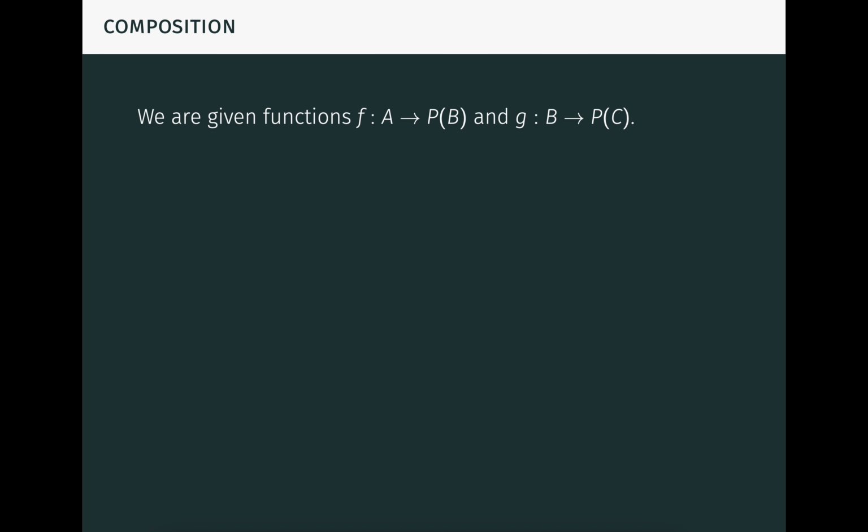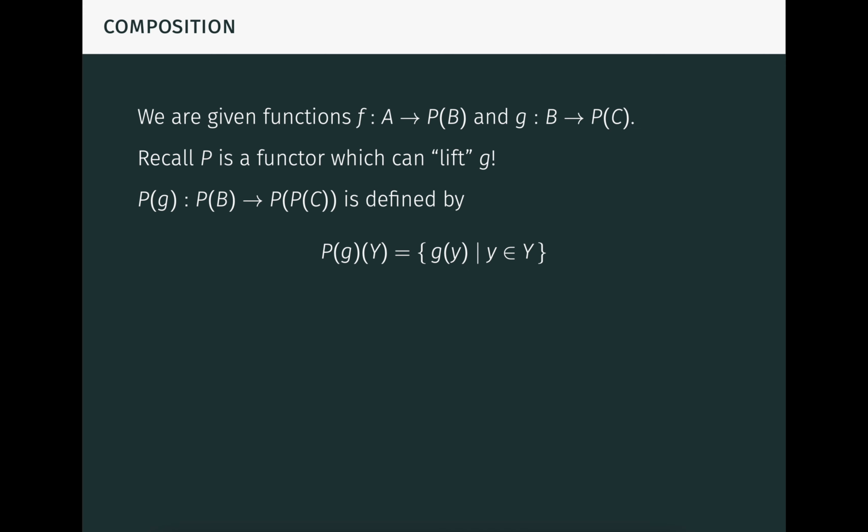Formally, we're given functions f from A to the power set of B and g from B to the power set of C. So we can't immediately compose f and g as is. The key is to recall from the prior video on functors that the power set operation is a functor which can be used to lift the action of g from elements of B to subsets of B. P of g, which maps from the power set of B to the power set of C, is defined by this rule. It just applies g to each of the elements in a subset of B.